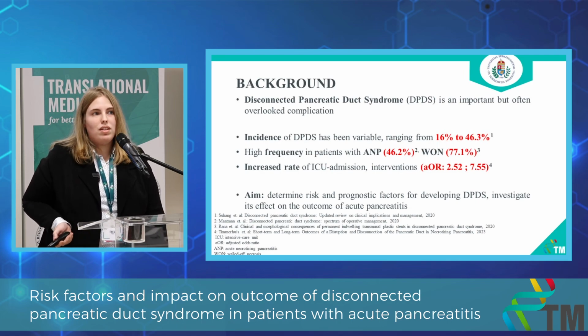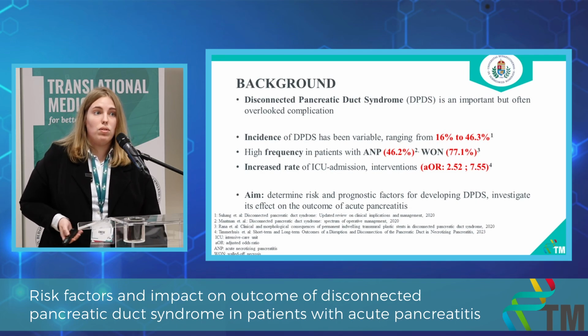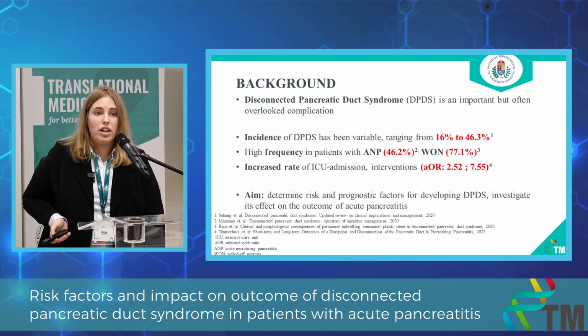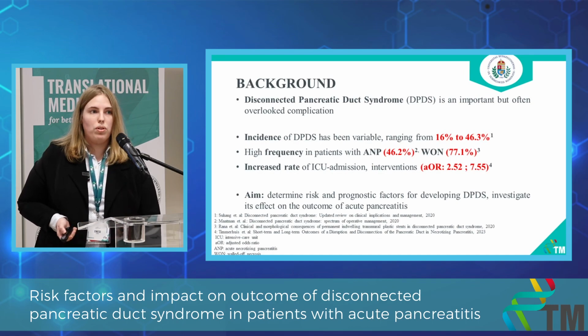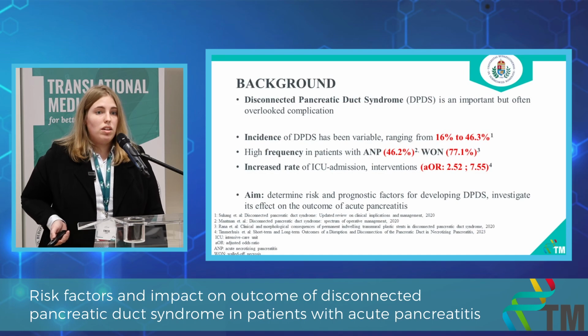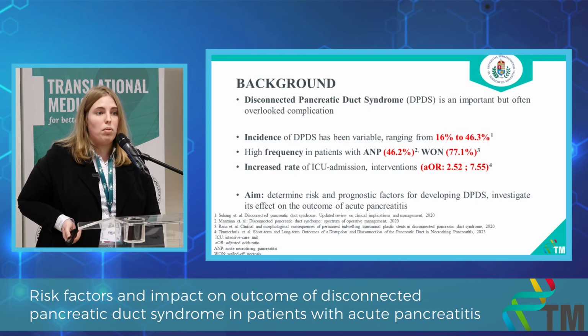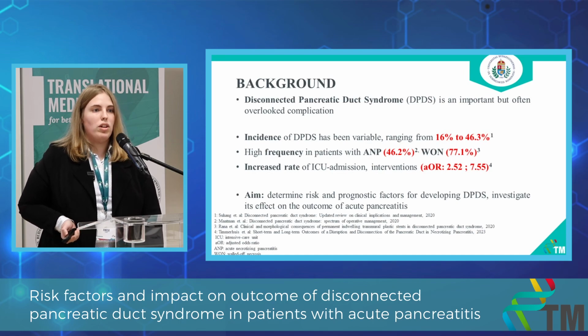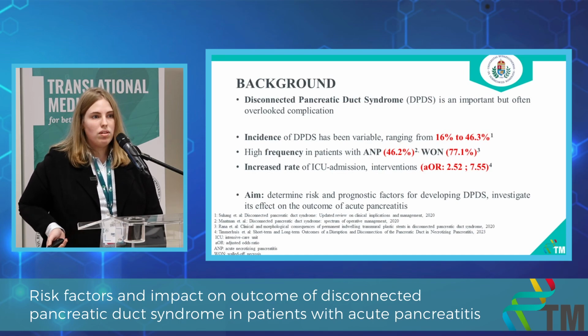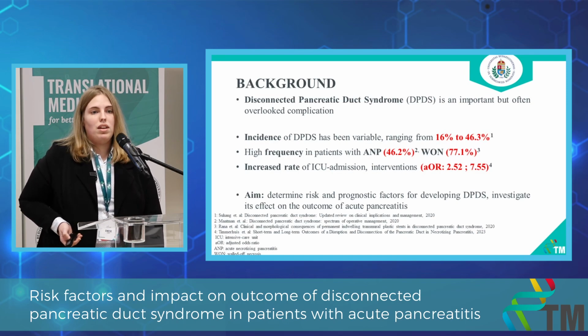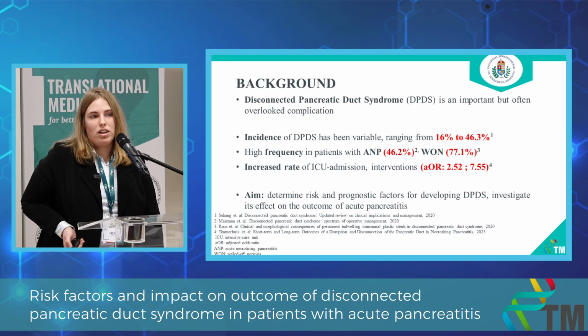In the literature, the incidence has been variable, ranging from 16 to more than 46%, and the frequency is even higher in patients with acute necrotizing pancreatitis and patients with Walled-off necrosis. Why is it important? It's important because it increases the rate of ICU admissions, interventions, whether endoscopic or surgical, and altogether it influences the overall outcome, the length of hospitalization, and the treatment costs in acute pancreatitis patients. Our aim is to determine risk and prognostic factors for developing DPDS and investigate its effect on the outcome of acute pancreatitis.